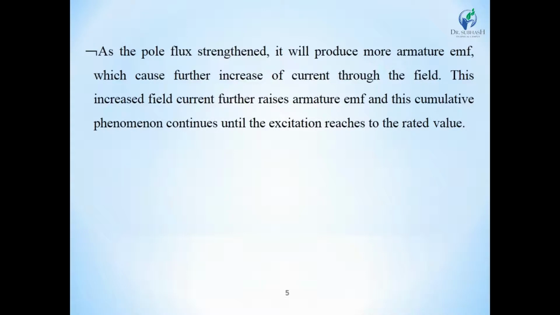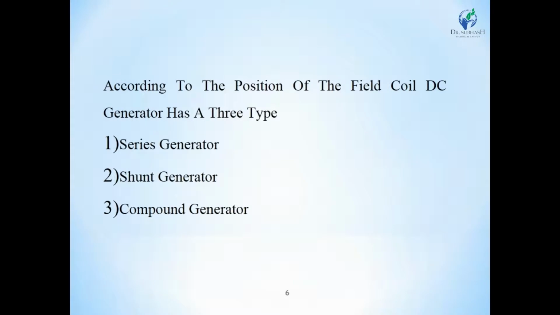As the pole flux is strengthened, it produces more armature EMF, which causes a further increase of current through the field. This increased field current further raises the armature EMF, and this cumulative phenomenon continues until the excitation reaches the rated value. According to the position of the field coil, DC generator has three main types. First one is series generator, second one is shunt generator, and third one is compound generator.